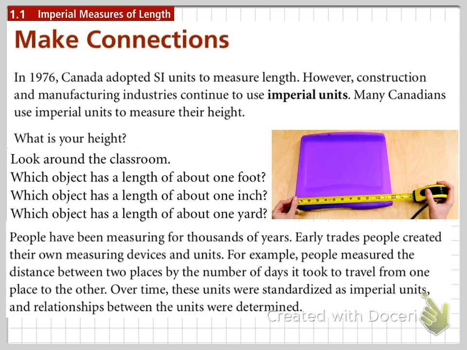People have been measuring for thousands of years. Early tradespeople created their own measuring devices and units. For example, people measured the distance between two places by the number of days it took to travel from one place to the other. Over time, these units were standardized as imperial units, and relationships between the units were determined.